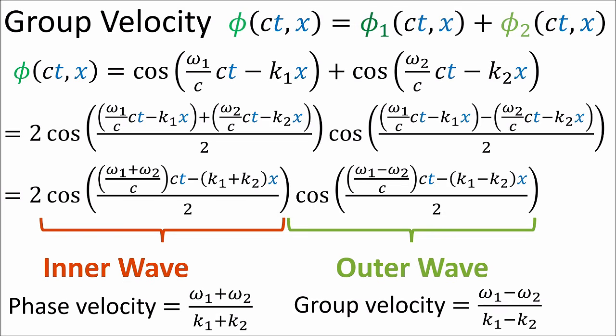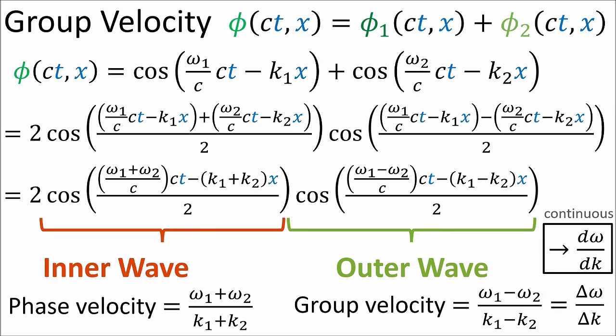So the group velocity would just be the omega over k ratio for this outer cosine wave, which is omega 1 minus omega 2 over k1 minus k2. We can also write this as delta omega over delta k. Now here we had a sum of just two cosine waves, but if instead we had a continuous spectrum of different cosine waves with different frequencies and wave numbers, this difference formula for the group velocity would become a derivative. So this derivative is what gives us the equation for the group velocity of the wave envelope.